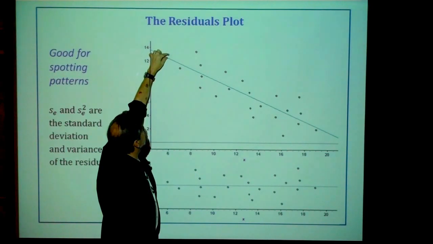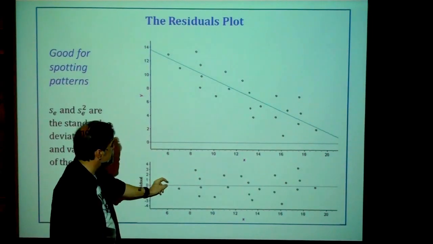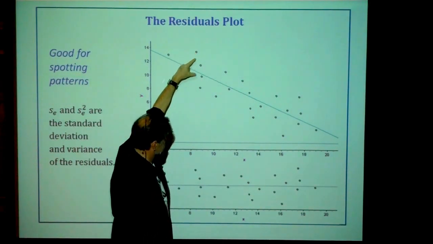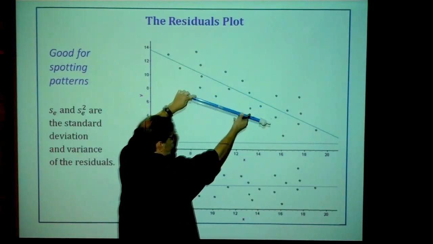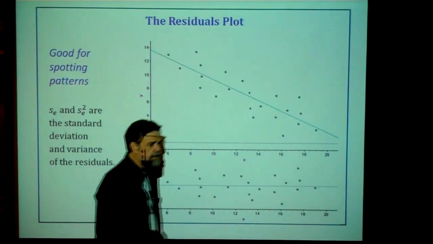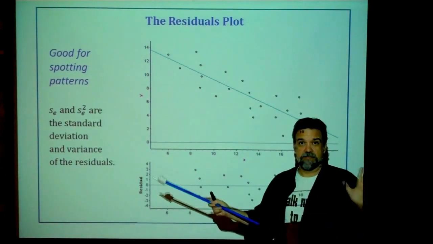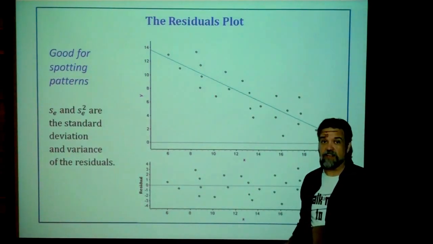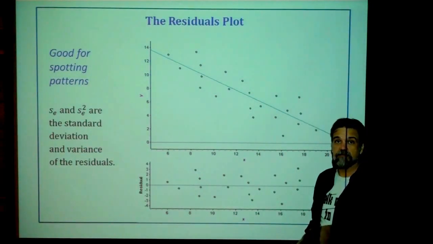This distance from the line to this point is this distance right here, from this horizontal line to this point. This negative distance is this distance. This distance is this distance, and so on. So it's kind of like we just took this line and flattened it out and put it right here, but we preserved all of these distances. Now, what you want in a residual plot is chaos. This is good, because as I look at this, I don't see a pattern anywhere. And what that tells me is a linear model is really good for this particular data set.